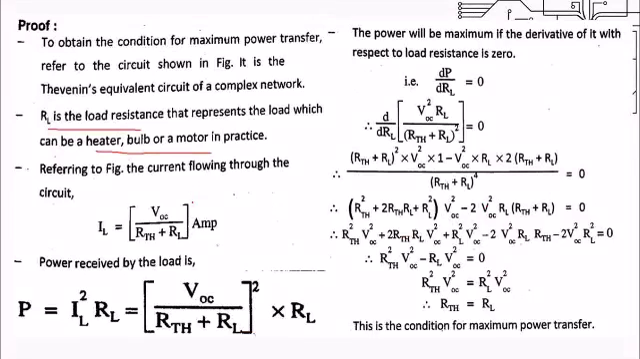Referring to this given figure, the load current can be calculated as IL is equal to VOC divided by RTH plus RL. Remember, in Thevenin's theorem we calculated the load current IL is equal to VOC divided by RTH plus RL. So the power delivered to the load, P is equal to IL square RL. This is your formula. Put the value of IL here: P is equal to VOC divided by RTH plus RL, whole square, into RL.